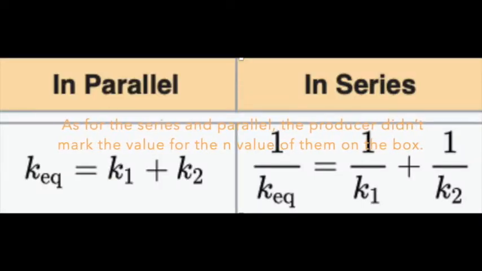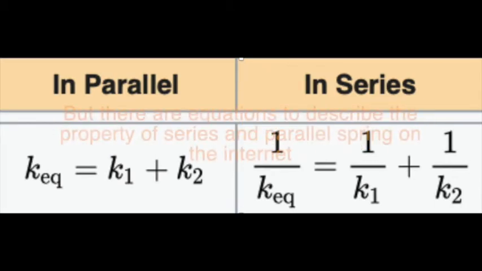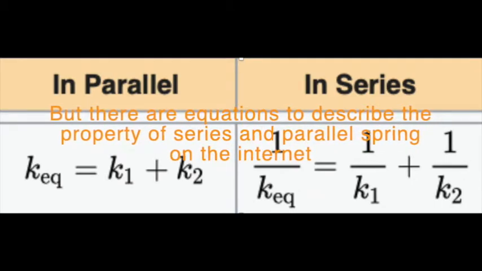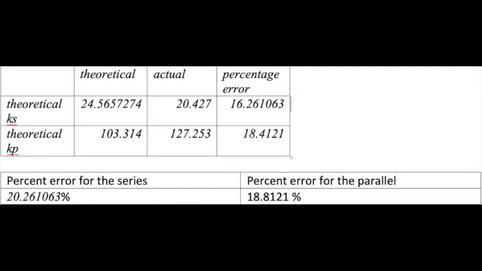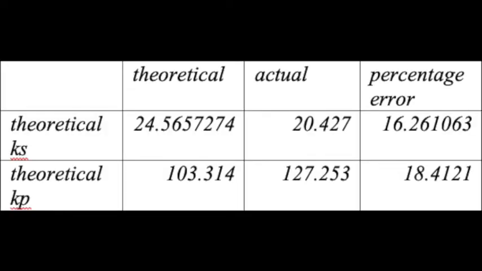As for series and parallel, the producer didn't mark the k value on the box, but there are equations to describe the property of series and parallel springs on the internet. According to the data noted about spring constant, the theoretical value for series should be about 25, whereas the theoretical value for the parallel is about 103. Based on the actual value I get from the experiment, I can make a chart like this. So the percentage error for the k value for the series is about 20%, and for the parallel is about 18 or 19%.